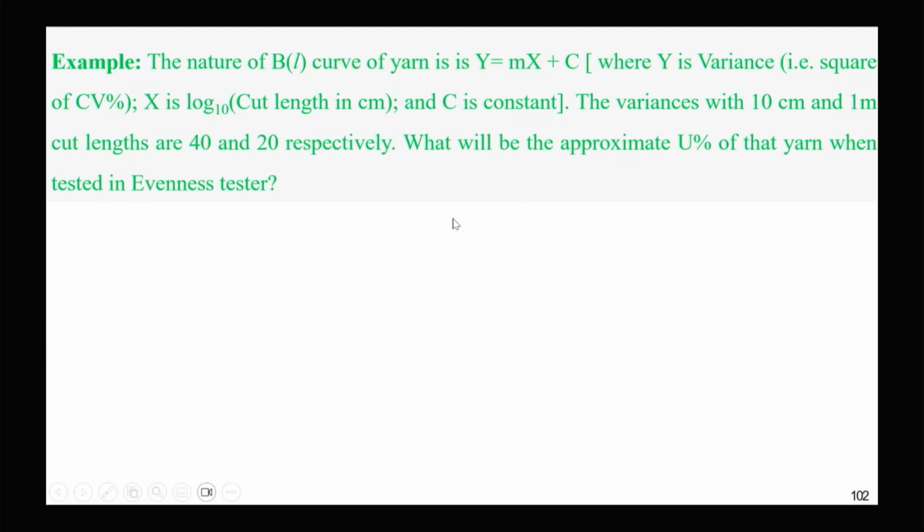Now let us see the numerical. The nature of the BL curve of yarn is y equal to mx plus c, where y is the variance, the square of CV%, and x is the log of cut length, okay?